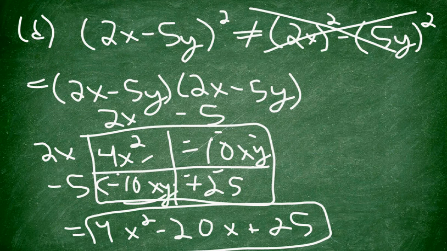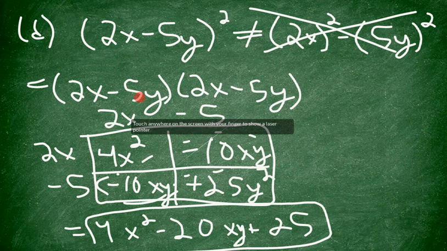You can see even I make a mistake, so you got to be careful. And then also, this 25 should have a y squared, again, because there's a negative 5y times a negative 5y. So down here, I'm going to add the y squared. So we got 4x squared minus 20xy plus 25y squared. There we go. Okay. All right, let's move on to topic 5, our final topic.